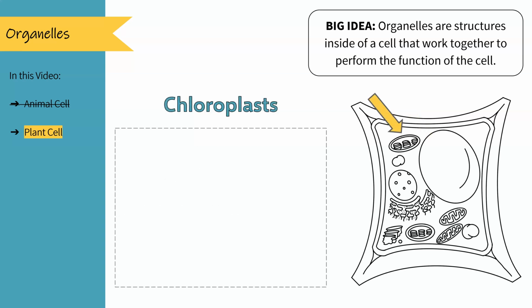The final structure that's unique to plant cells is something called a chloroplast. Chloroplasts take the energy from sunlight and they convert it into a form that the cell can use. This is similar to mitochondria, but instead of taking energy from food, they're getting their energy from the sun.